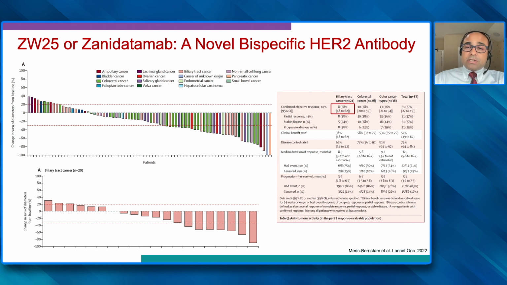This is a pan-tumor study, and you can see that there are response rates across the board. In colorectal, there was a 38% response rate. In other tumor types, there was a 36% response rate. But more specifically for biliary tract cancers, there was a 38% response rate and a disease control rate of 62%, with a median duration of response of 8.5 months. So a very promising targeted strategy for biliary tract cancers.